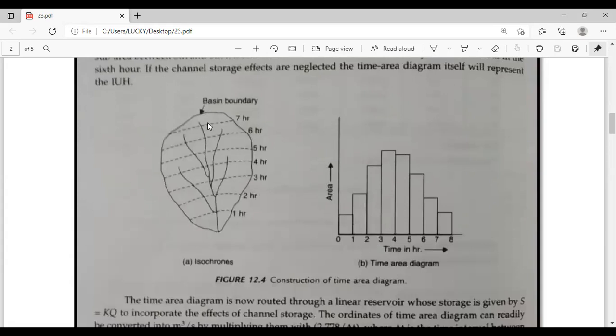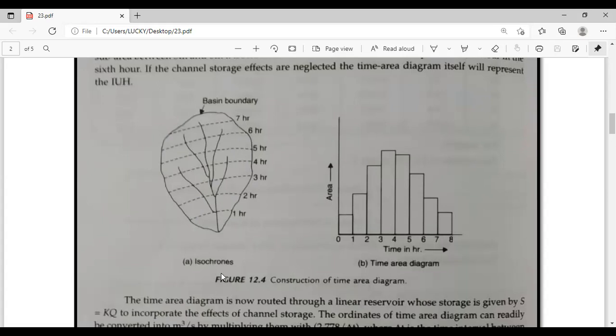Here, guys, the arrow mark shows the basin boundary, and these are the tributaries. This is hour one, this is the second hour, the third hour, the fourth hour, the fifth hour, the sixth hour, the seventh hour. These are called isochrones: 1 hour, 2 hour, 3 hour are the isochrones.